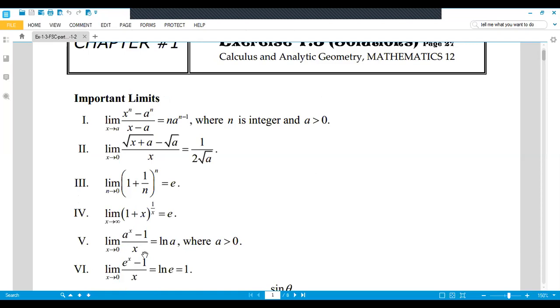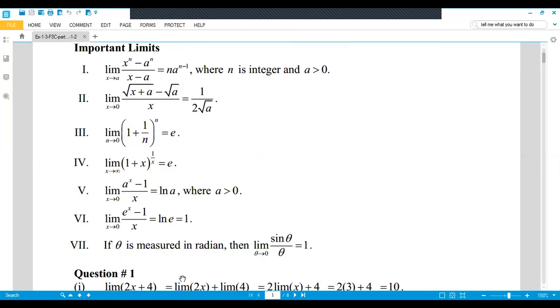Limit x approaches 0, e power x minus 1 over x, is equal to natural log of e, which is equal to 1, and the proof of this theorem is given on page number 24. Next, if theta is measured in radians, then limit theta approaches 0, sine theta divided by theta, is equal to 1. This proof is given on page number 25.